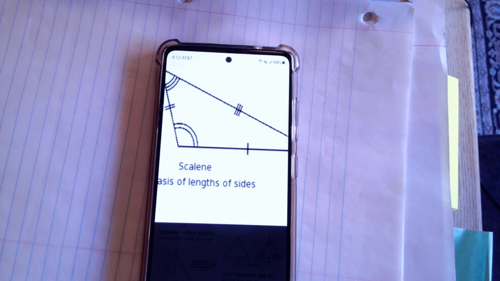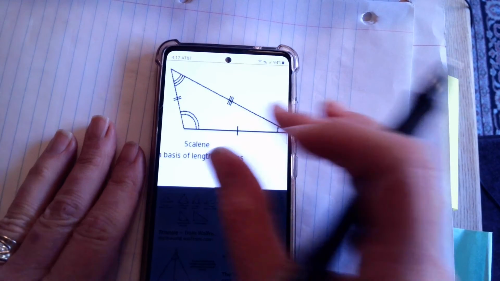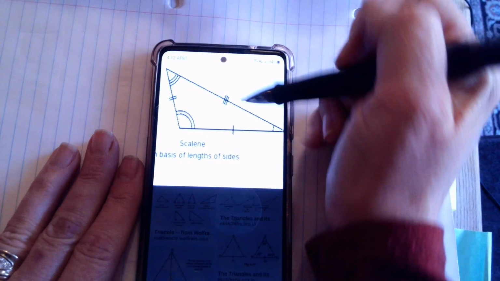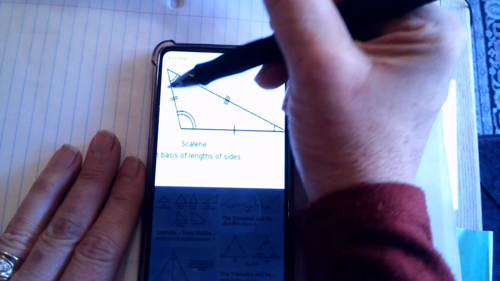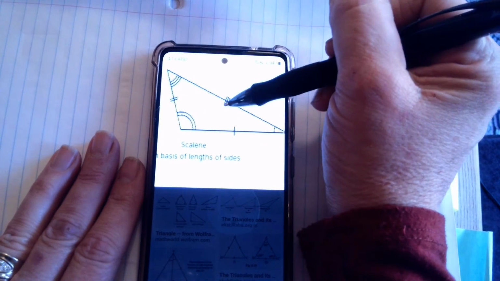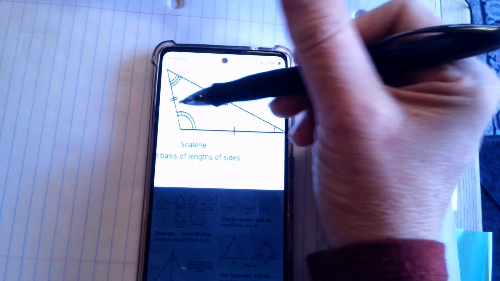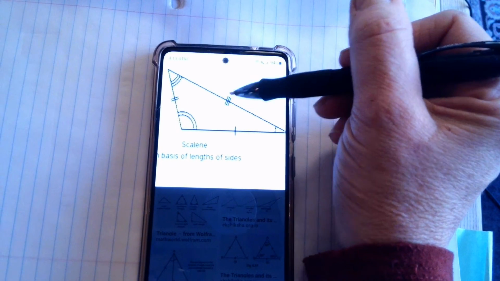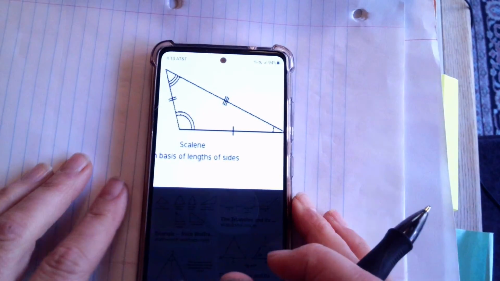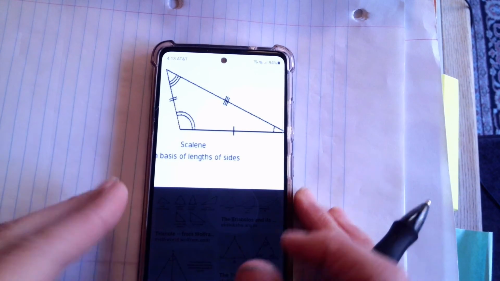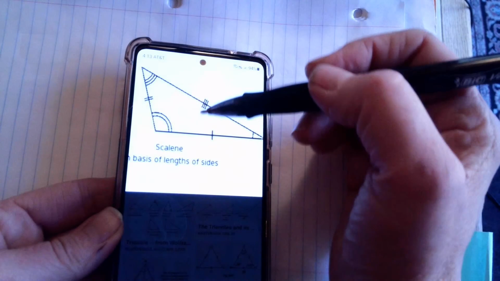And then this one is called a scalene, and that means that there are no equal sides. So this is one size. See how it has 2 here and it has 3? It means none of the sides are equal. So that's a scalene. Not even an equal angle. Yep, nothing is equal. Everything is different.